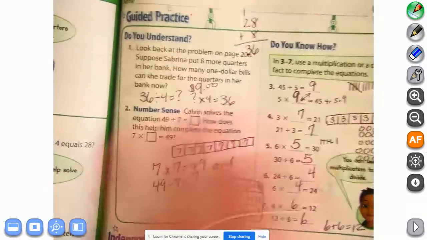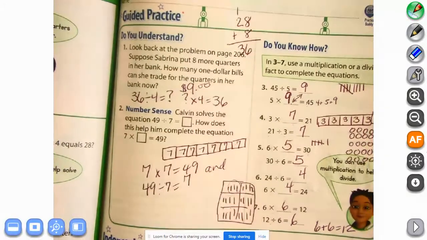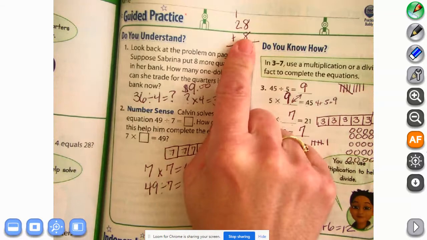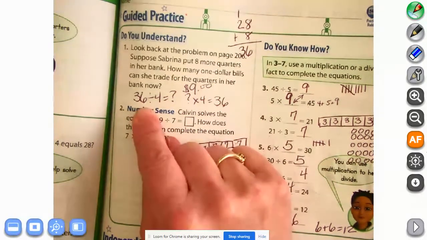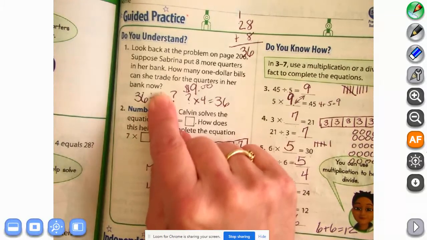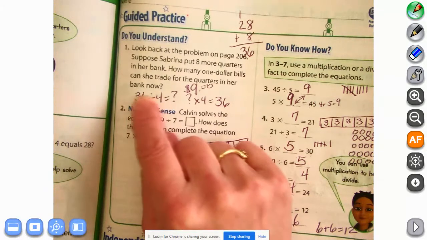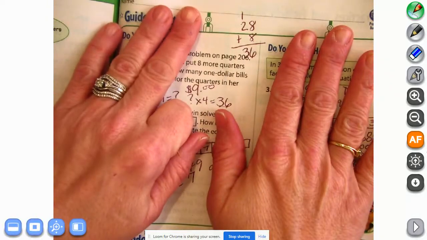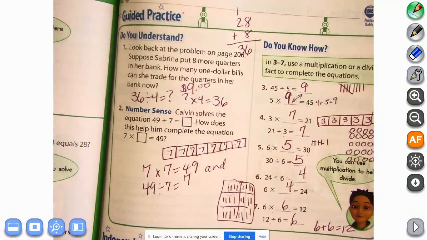All right, so then at the top here, it says, look back at the problem on page 206. It says, suppose Sabrina put 8 more quarters in her bank. How many $1 bills can she trade for the quarters in her bank now? So there were 28, and she added 8, so that gave us 36, okay? So 36 divided by 4, because it takes 4 quarters to make $1. So if I take the 3 and the 6 and add them together, I know that's 9. If I do my nines trick, 36, that means that my answer is 9. 9 $1 bills is what we get.